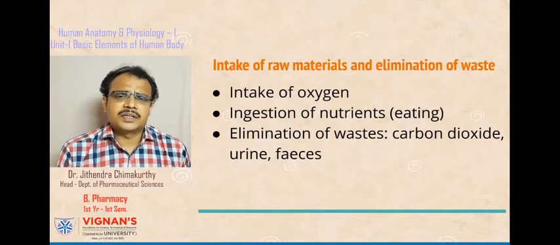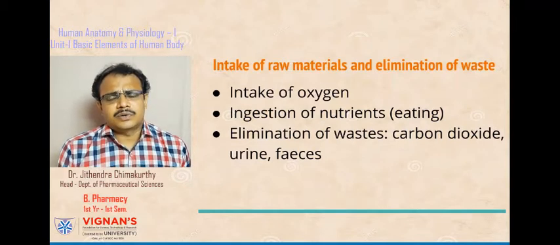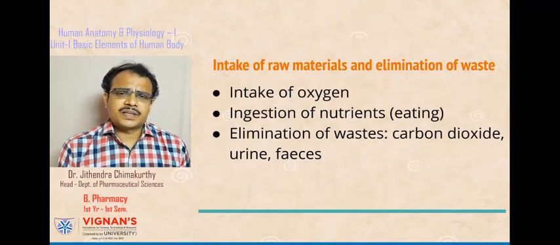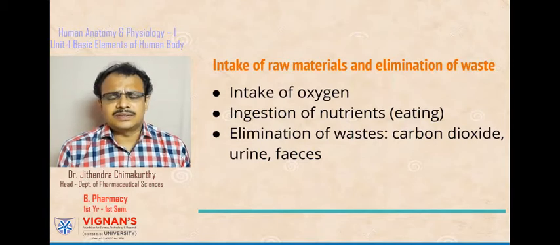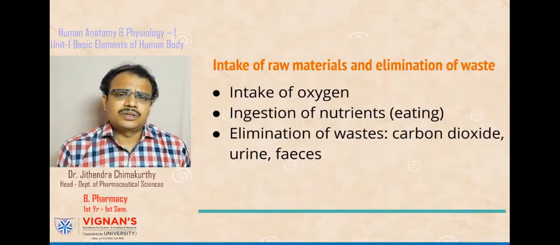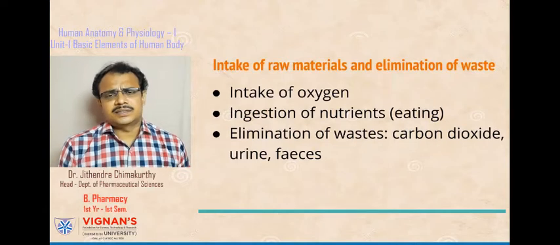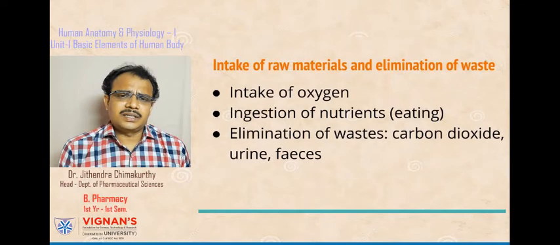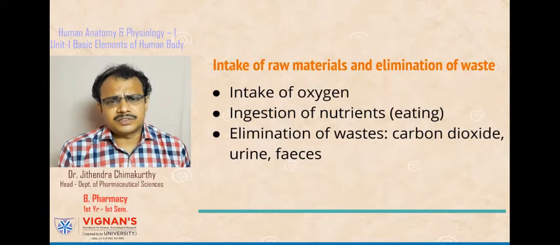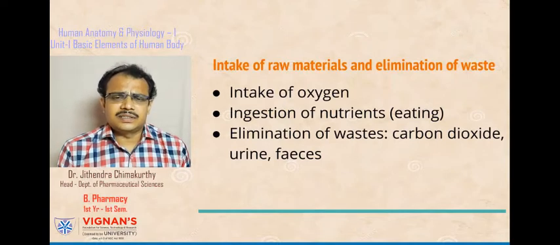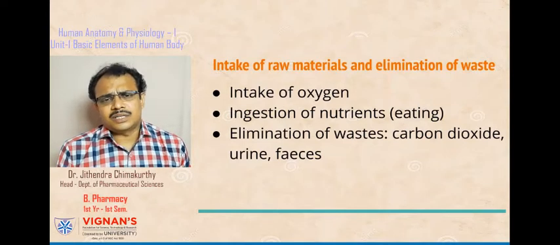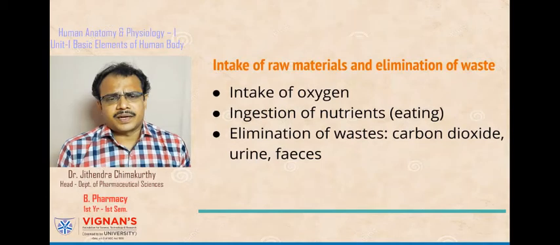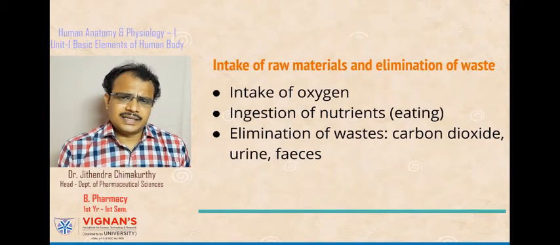This is regarding nutrients. Whereas the body also requires oxygen, which is essential for various metabolic reactions, and this oxygen is also taken through a system called the respiratory system. In this way, the intake of raw materials is necessary for the survival of the body. Intake of oxygen, intake of food is essential for the body. And the waste that is produced from the body has to be eliminated. And this is taken care of by the excretory system.